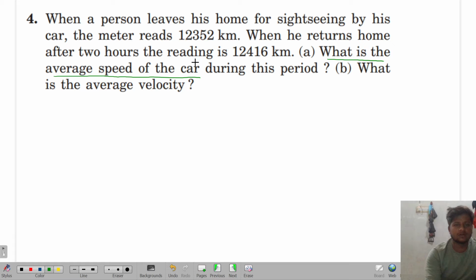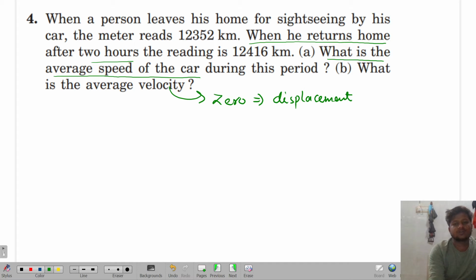Average velocity is 0. Why? Because it is saying that person goes from the home and then it is returning back after 2 hours. So average velocity is definitely going to be 0 because displacement is going to be how much? 0. The person is starting from this much distance, this much reading, and after 2 hours, how much is the reading? 12, 14, 6. So therefore, we can calculate the distance traveled or not. How much is the distance traveled?